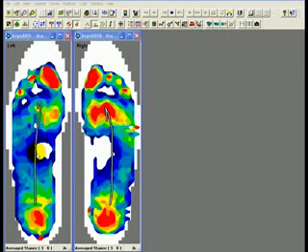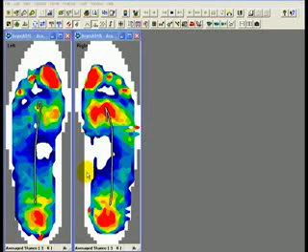Areas of blue indicate lower pressure, and areas of red indicate higher pressure. You can see on the right forefoot that there's a lot more red than on the left foot. And also underneath the right heel there's more red than the left foot. So this already indicates that there are higher pressures underneath the right foot.